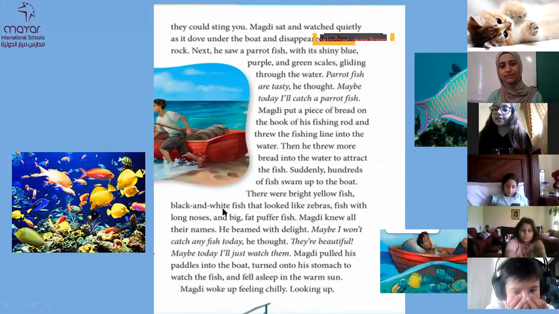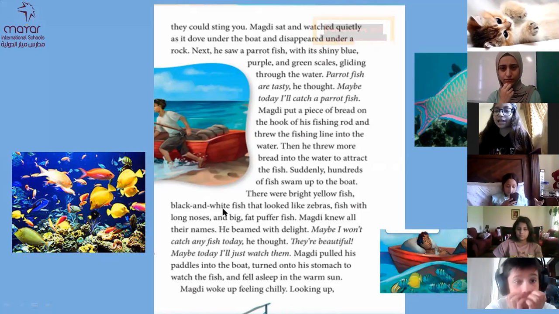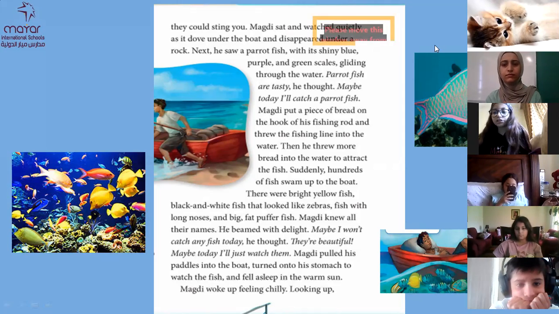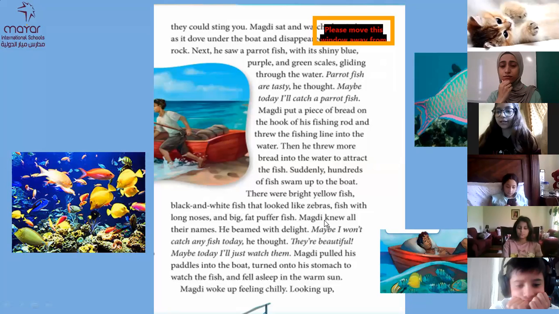Black and white fish that look like zebras. Fish with long noses and big fat puffer fish. Majdi knew all their names. He beamed with delight. Maybe I won't catch any fish today. He thought, they're beautiful. Maybe I'll just watch them. Majdi pulled his paddles into the boat, turned onto his stomach to watch the fish, and fell asleep in the warm sun. Majdi woke up feeling chilly. Looking up.